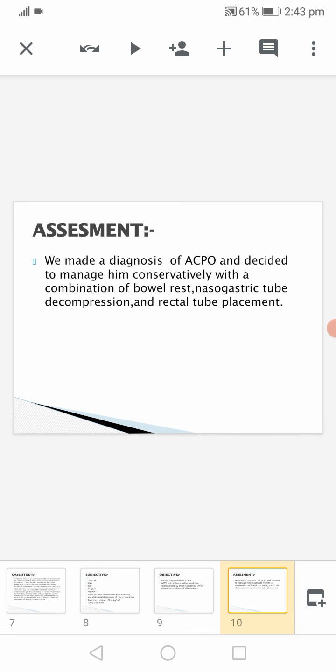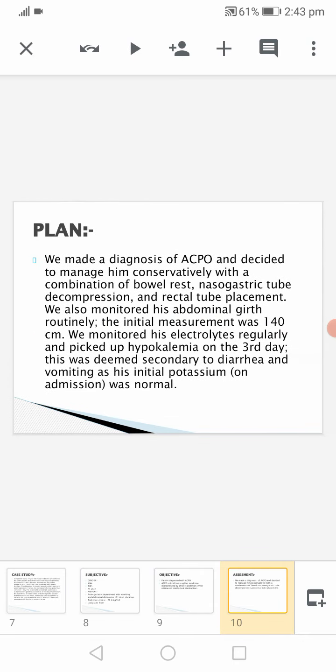Assessment. We made a diagnosis of ACPO and decided to manage him conservatively with a combination of bowel rest, nasogastric tube decompression, and rectal tube placement.